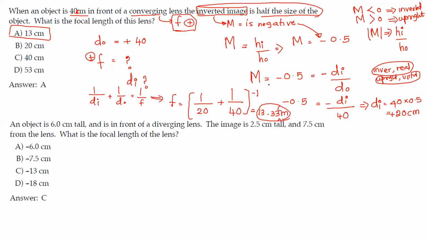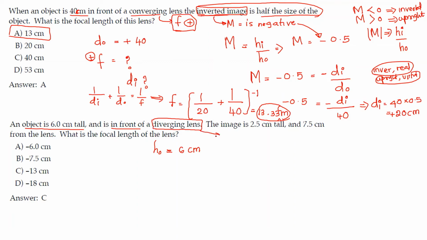Okay. So are you okay with it? So when you read these problems, as you read, just write down the things that you know. For example, this thing. Then it's easier to do the problem. Okay, this one. An object is 6 centimeters tall. So what have they given us? H naught, right? Height is H. H naught is 6 centimeters. And it is in front of a diverging lens.